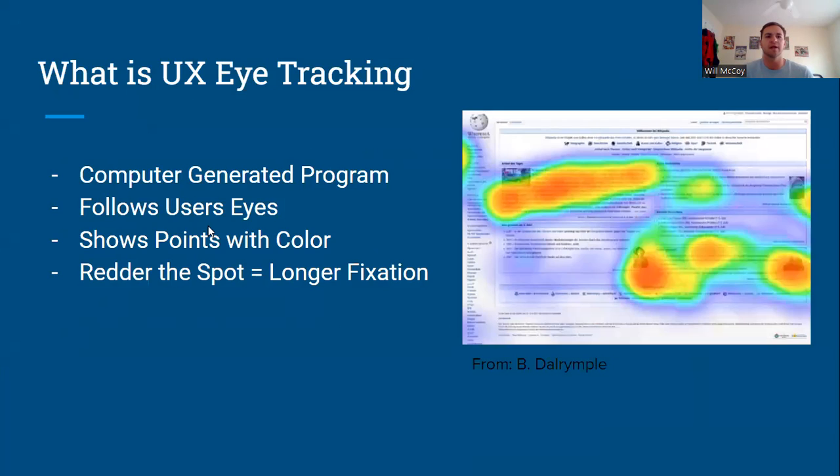So before we get into the analysis, we first have to understand what UX eye tracking actually is. It is a computer-generated program that follows a user's eyes, and it shows points using colors. The redder the spot, the longer the fixation. As you can see in the image to the right, for all the little spots on the website for Wikipedia, the redder the spot, the longer that the user looked at that certain point. What this can tell us is that they were focusing mostly on the picture of the woman there, the bio for the car, and some other features like the sidebar.